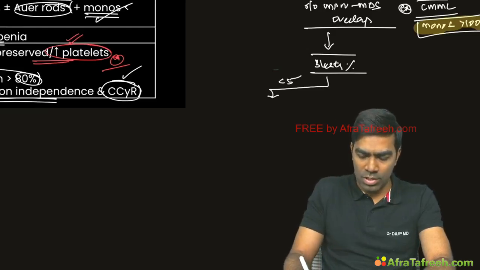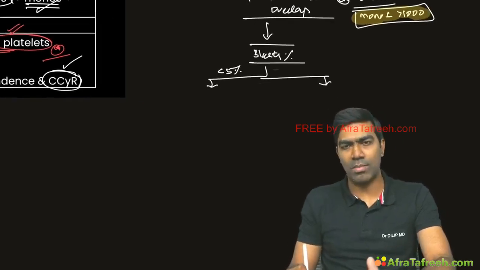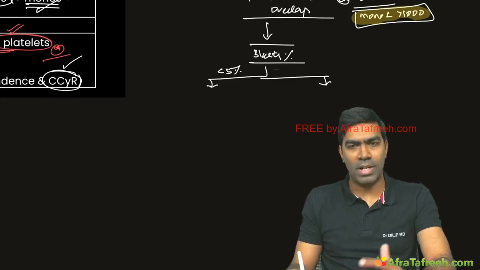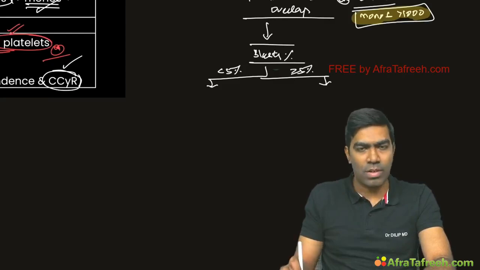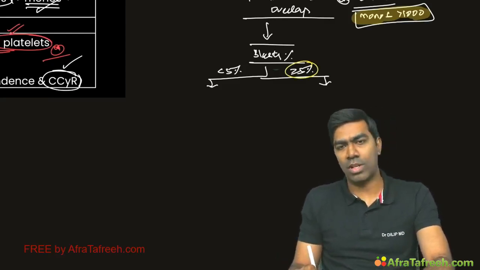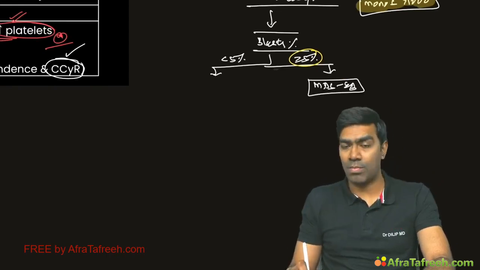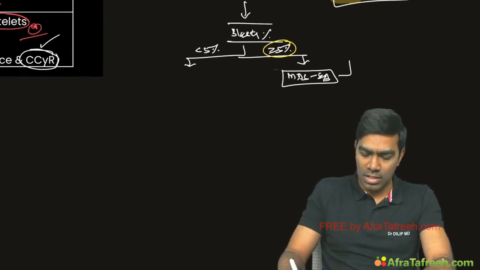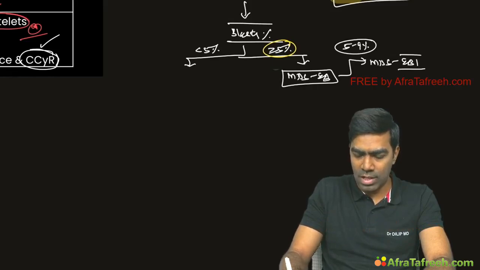If the blast proportion is less than 5%, you're going to make a diagnosis of MDS of ring sideroblast type or single lineage dysplasia or multilineage dysplasia or even unclassified type. If the blast proportion is more than or equal to 5% in the bone marrow, I'm talking about in the bone marrow, then you're going to make a diagnosis of MDS with excess blasts. In that, if your blast proportion is 5 to 9% in the bone marrow, it will be called MDS with excess blasts type 1.